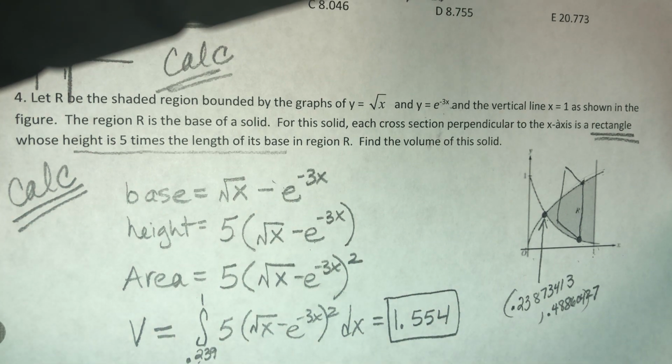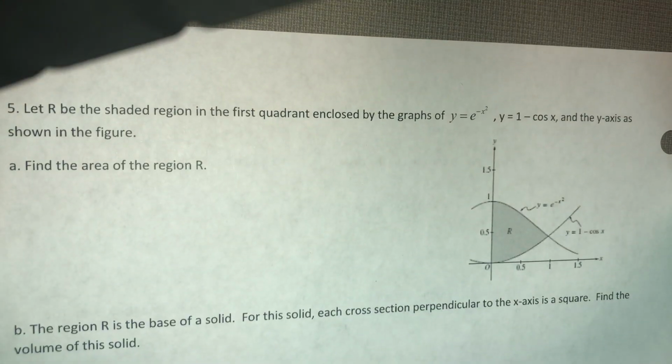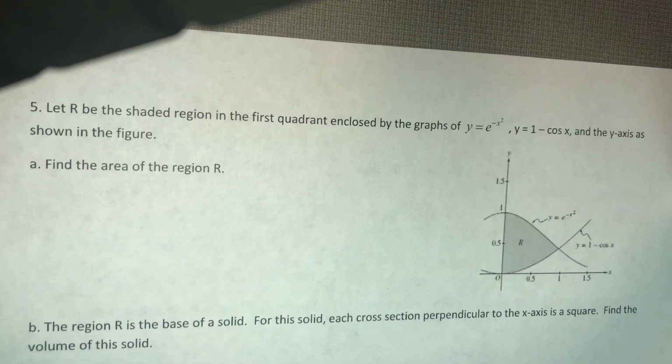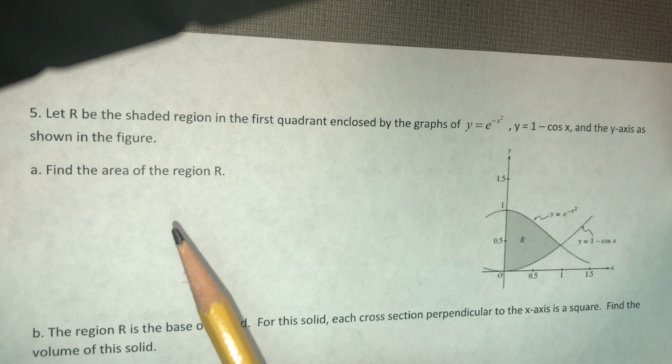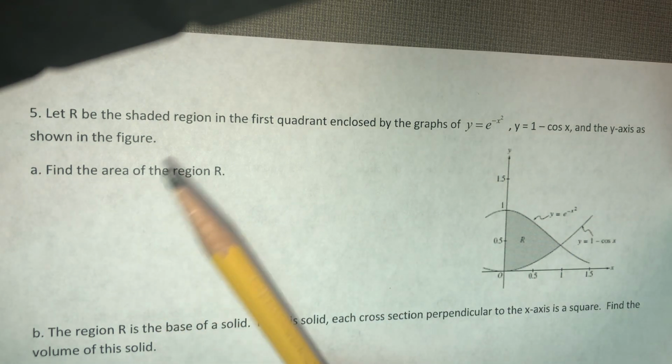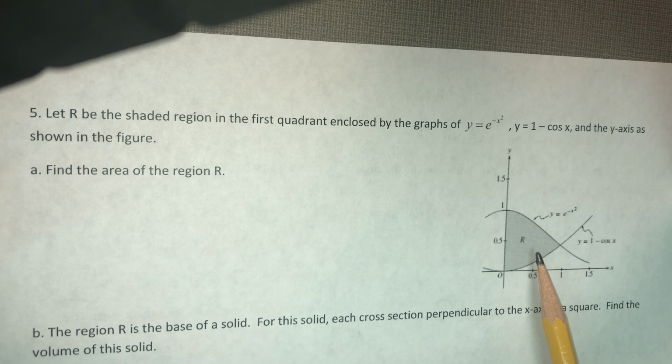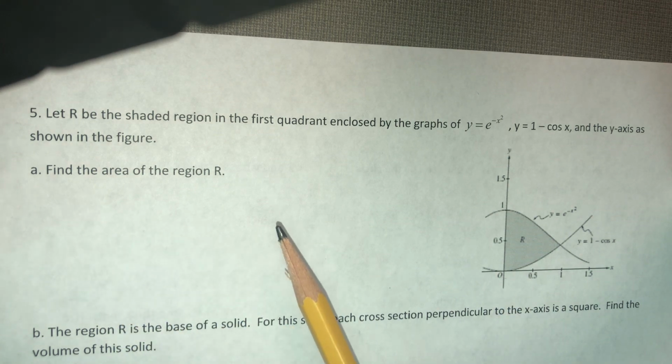Okay, going on to the next problem. Number 5. I believe this is the first fully done AP problem you're going to have done with me this year. We finally learned enough calculus to do all parts. It says, let R be the shaded region in the first quadrant enclosed by the graphs of y equals e to the negative x squared, y equals 1 minus the cosine x, and the y-axis as shown in the figure. Find the area of the region R.